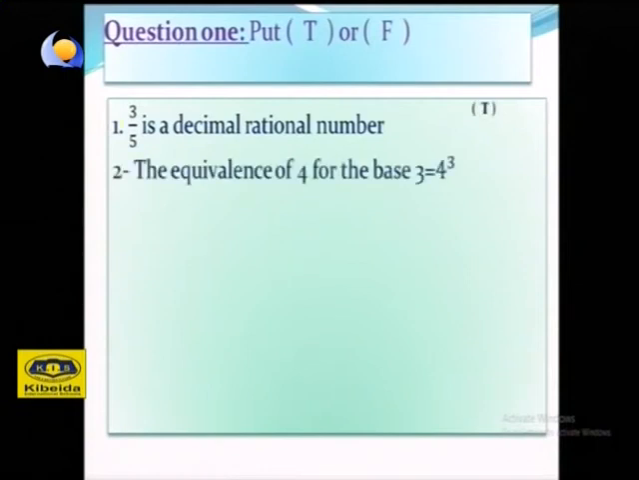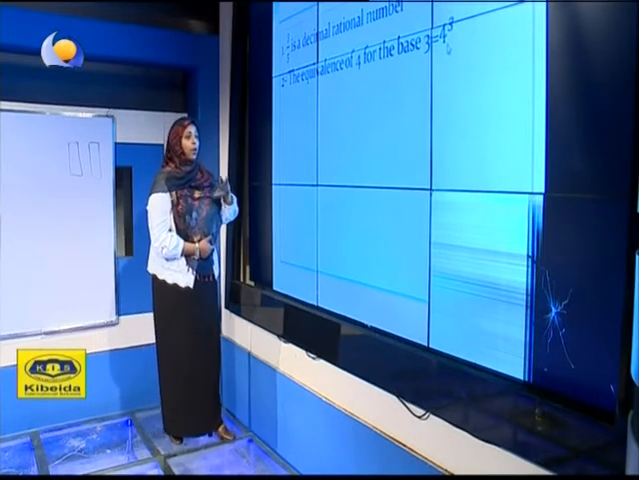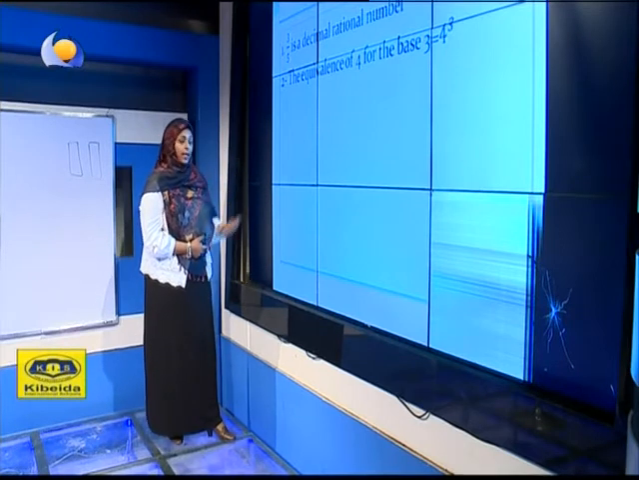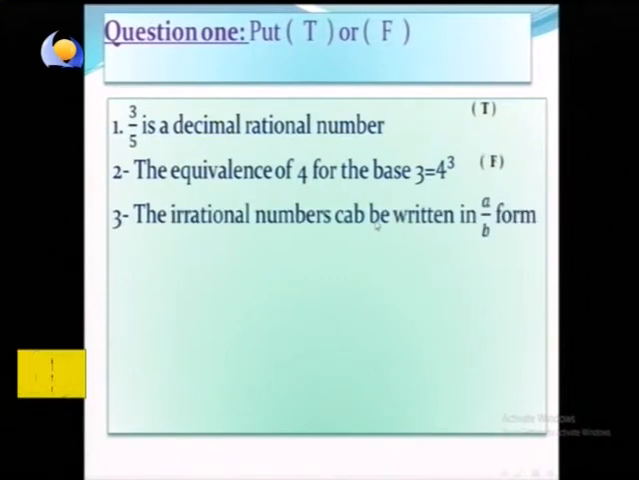Number 2, the equivalence of 4 for the base 3 is equal to 4. If I have a number and the base is 3, I want the equivalent. If 3 is raised to the power 4, what is the equivalent? But here he wrote 4 to the power 3, where it's clear that the base is 3, but he wrote the base 4. And this statement is completely false. Be careful with such a question.